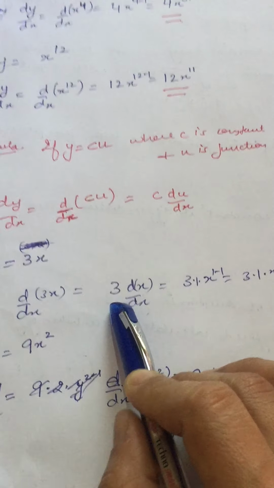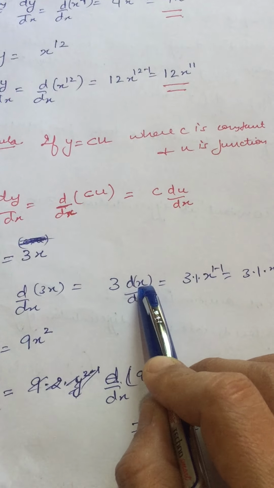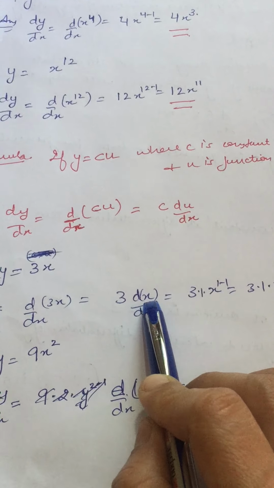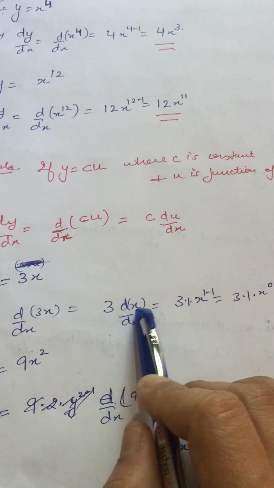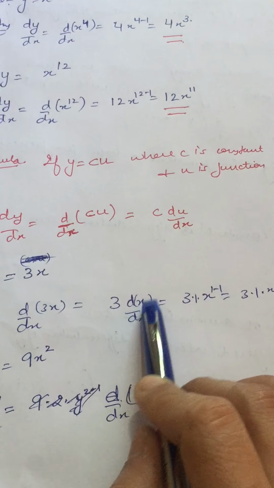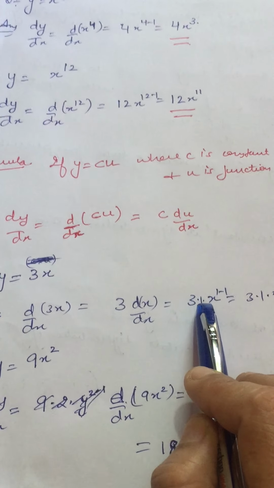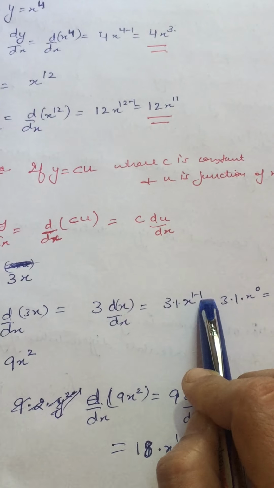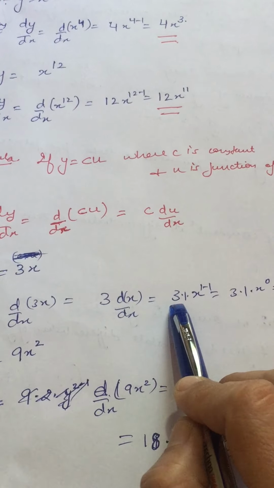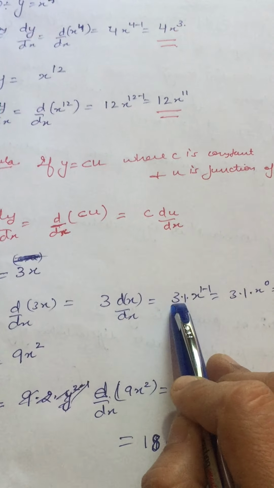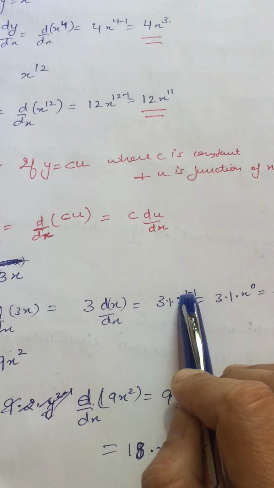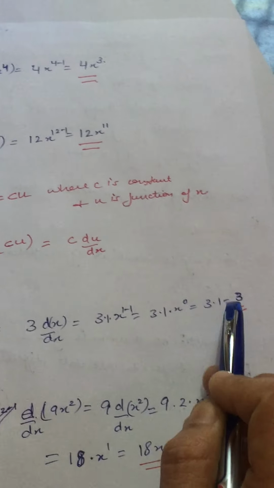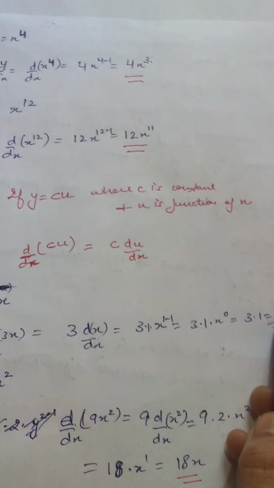3 comes forward. Then I will take the derivative of my function x. Now the derivative of x matches with my first formula. How to calculate the derivative of any function? Whatever is in its power, that will come forward, and then from the power of the function I will subtract 1. So 3 has come forward in continuation. What came from its power? 1. So 3 into 1 into x raised to power 1 minus 1. When you solve it, x raised to power 0. Anything raised to power 0 is 1. So your final answer is 3 only.